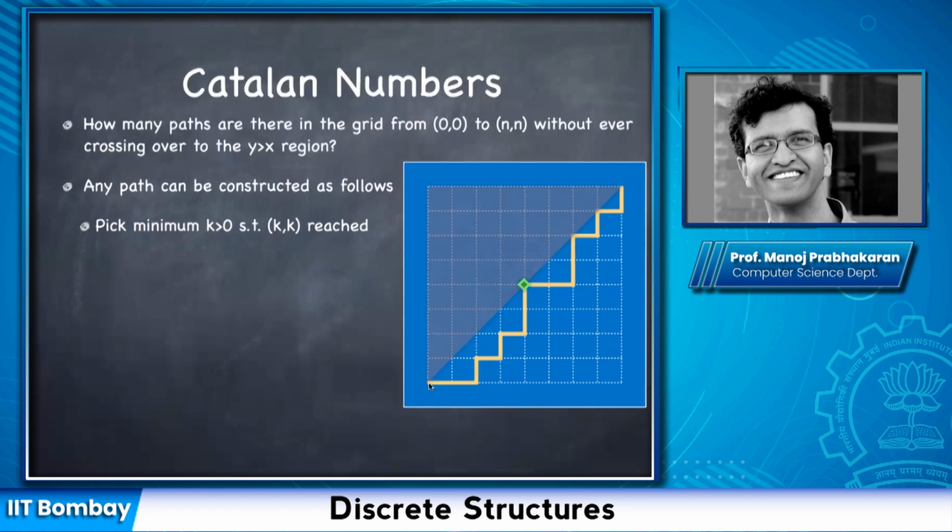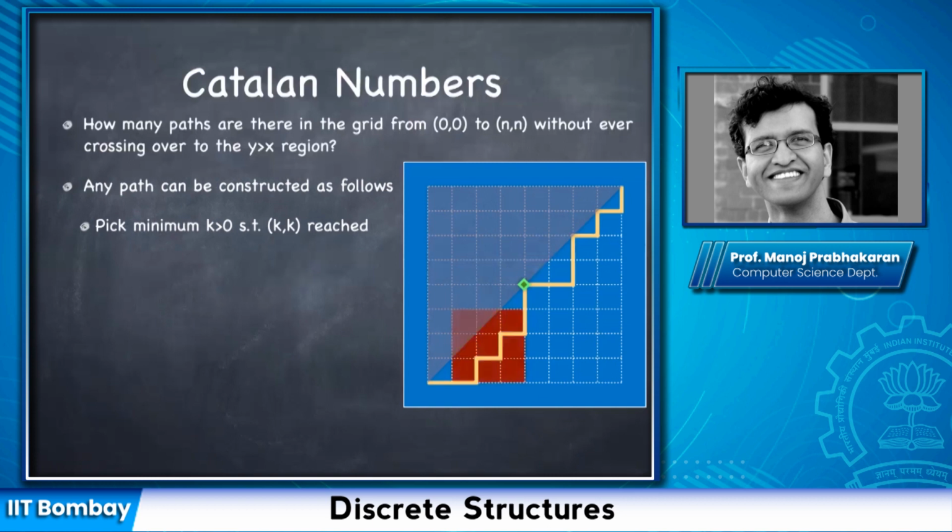Of course, k equal to 0, you are on the diagonal, but for k greater than 0, what's the first time that you will hit the diagonal? You know that you have to hit the diagonal, so that smallest k could be n. This might be the first time you're hitting the diagonal, but somewhere in the range 1 to n, you have to hit the diagonal for the first time. So you decide that first. Let's call that k.